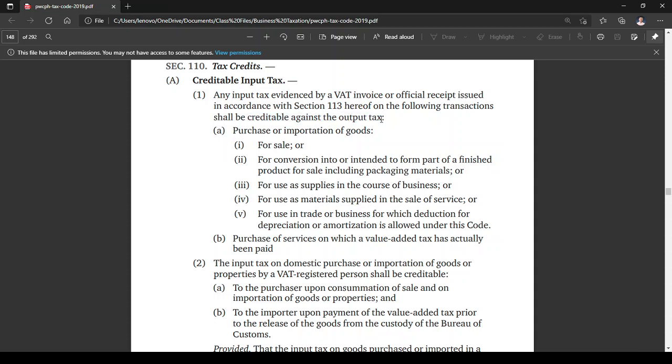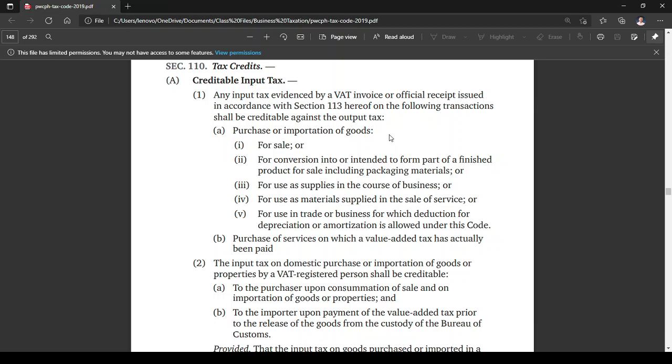So, for example, meron kang dapat babayaran na let's say 50,000 na value added tax. Pero you can also avail input tax. So for example, meron kang input tax na 20,000. So yung 20,000 na input tax na yon, pwede mo i-deduct from your total output VAT para makuha mo yung total value added tax payable mo. So liliit yung tax payable mo kapag mag-avail ka ng input tax.